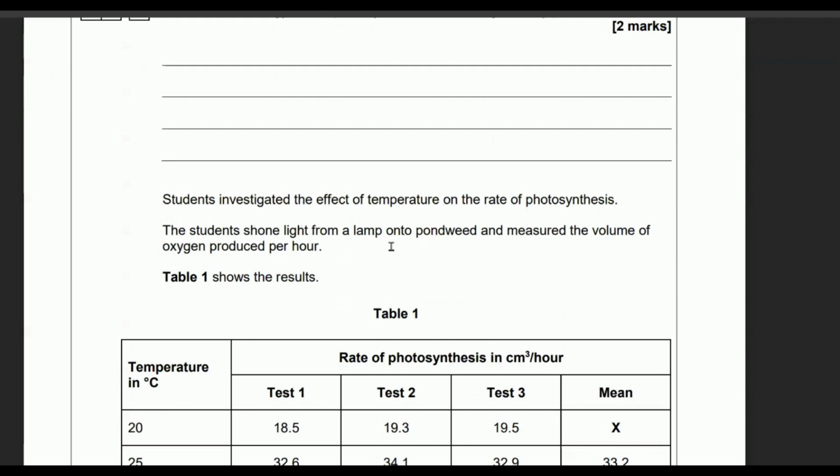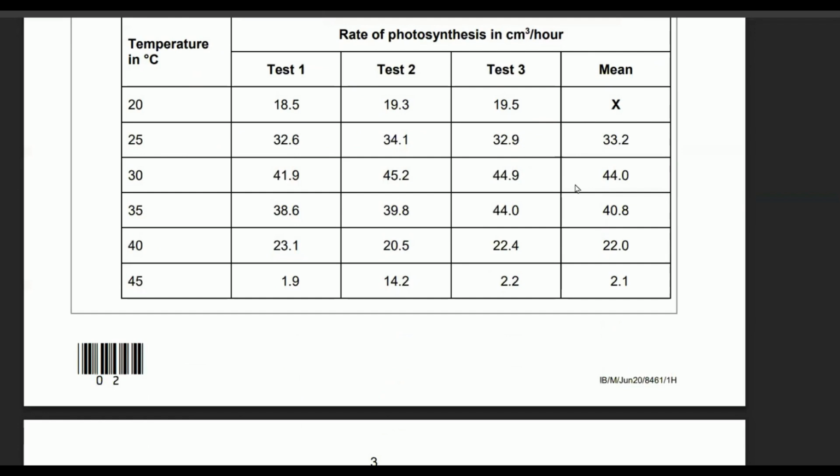Maybe someone didn't connect the gas syringe correctly. Maybe someone didn't use a water bath to keep the temperature the same and the temperature wasn't controlled. Yeah. Maybe they didn't put the same mass of pondweed in for that exact experiment. Maybe they used a much bigger amount of pondweed, which produced a lot more oxygen. So there's all sorts of suggestions.